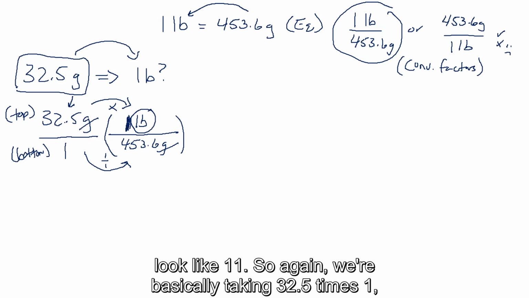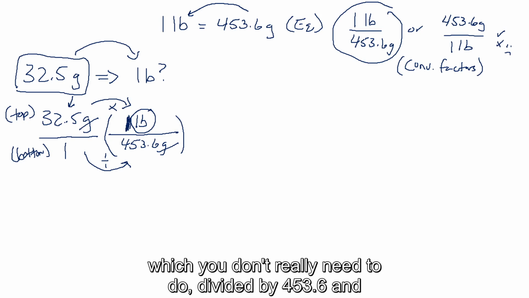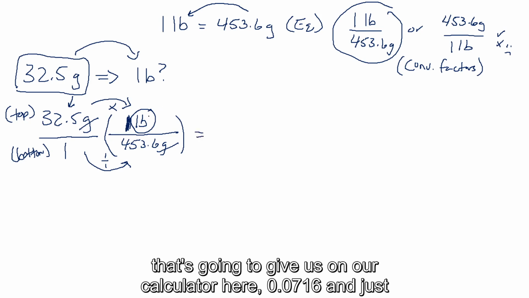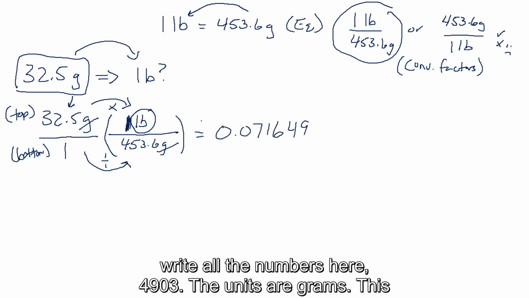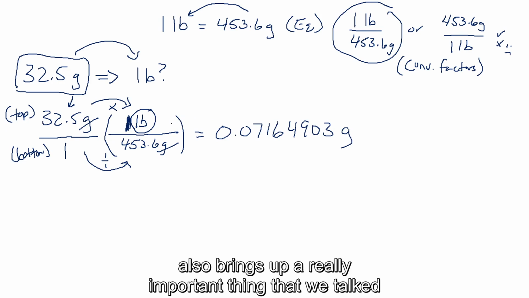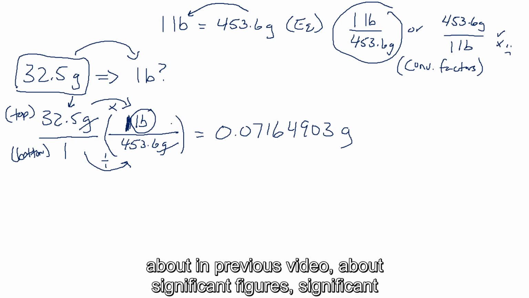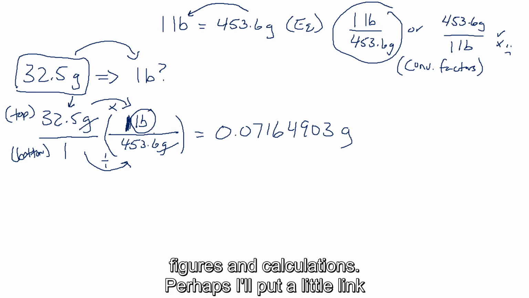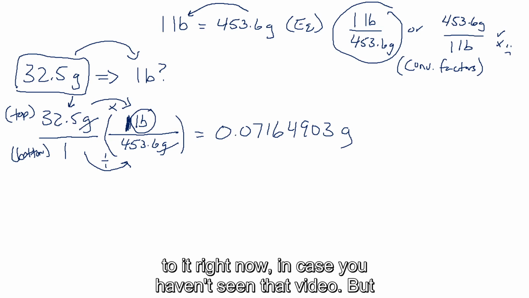So again, we're basically taking 32.5 times 1, which you don't really need to do, divided by 453.6. And that's going to give us on our calculator here 0.0716. I'm going to just write all the numbers here. 4903. The units are pounds. This also brings up a really important thing that we talked about in a previous video about significant figures and calculations. Perhaps I'll put a little link to it right now in case you haven't seen that video.